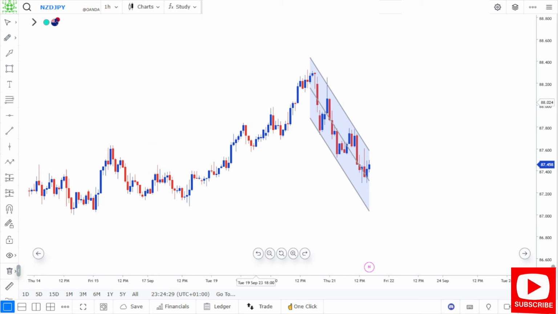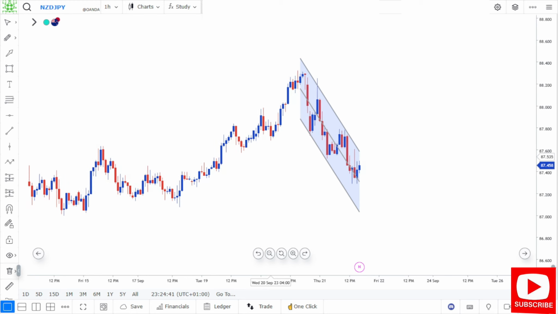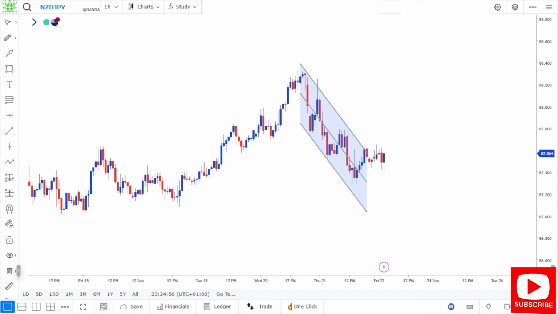So what we are expecting in this linear regression channel is for price to break above the resistance trend line. Then we will take our trade and hopefully price will follow our path. So let's see what the price did. And as you can see, we had a nice break to the upside right here.